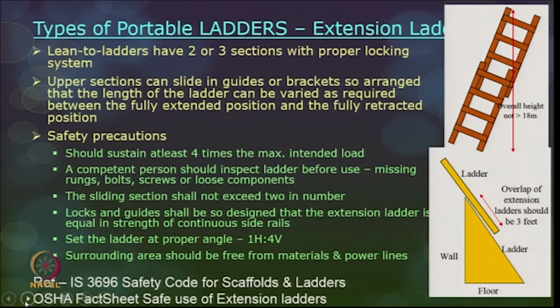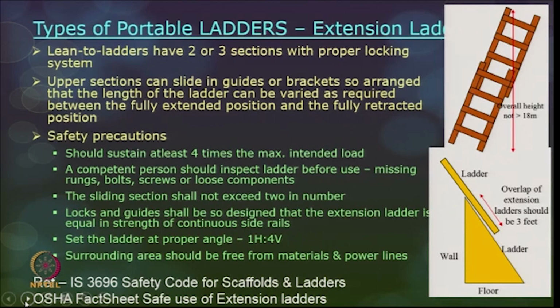A competent person should inspect the ladder before use for any missing rungs, missing bolts or screws, or loose components, and the sliding sections as recommended by IS code are not more than 2 in number. Only 2 sections are allowed as per safety norms, and the locks and guides should be designed so that the extension ladder has equal strength as if it were a continuous side rail. Set the ladder at a proper angle. The proper angle is generally 1:4, which means 1 horizontal to 4 vertical.